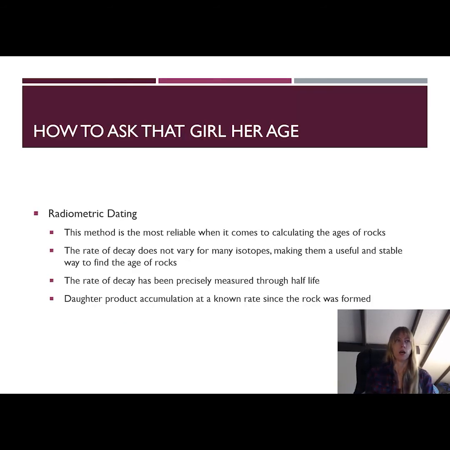All right, so radiometric dating is the most reliable method for dating rocks. Rocks. Okay? Rocks. Don't say bones. Don't say a book. Well, okay. Carbon-14 dating is the exception to this rule. This is good for dating material that is only about 6,000 years old. But for the most part, rocks.